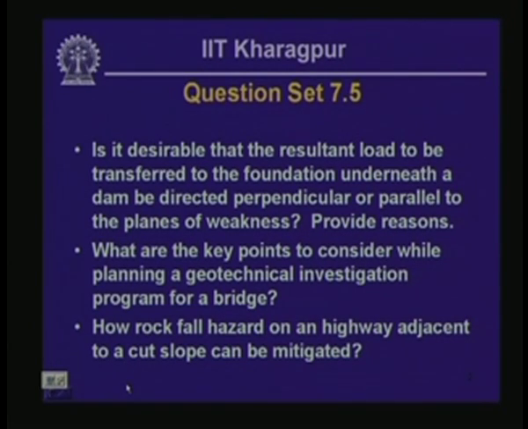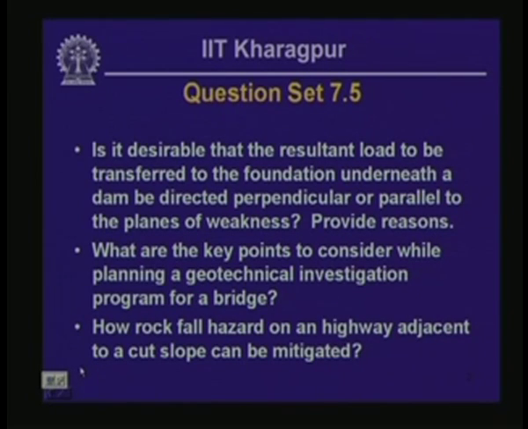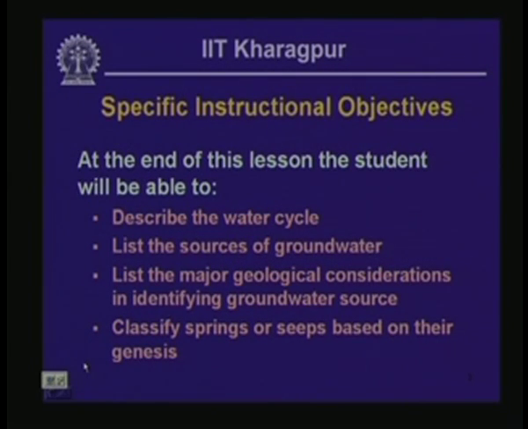Also we could have nailing. We could have rock bolts to secure the potential unstable rock masses, that also is going to control or mitigate the rockfall hazard. So, these are the answers of the previous day's question set. Now, we move on with today's lesson.